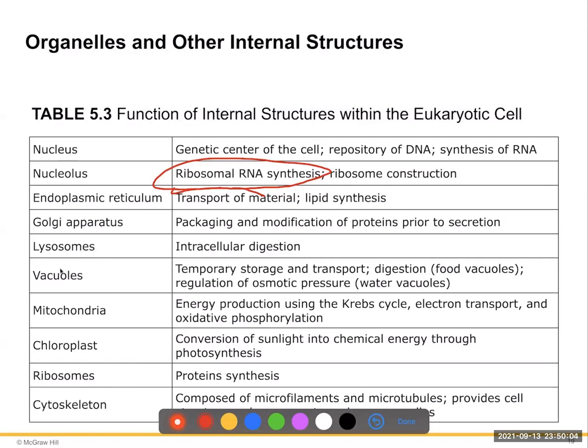Chloroplasts convert solar energy into sugar, which is glucose, and oxygen, through photosynthesis. Ribosomes make proteins. Okay, they make protein, and they're located on the rough endoplasmic reticulum. That's what makes it rough. Cytoskeleton is your scaffolding that holds the cell together on the inside.